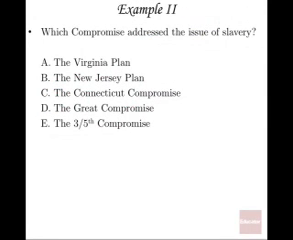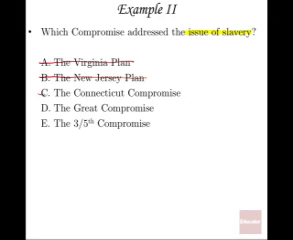Another question here: which compromise issue addressed the issue of slavery? Excuse me. The issue of slavery, again, the elephant in the room here. Was it the Virginia Plan? No, not the Virginia Plan. What did the Virginia Plan do? That was the large state plan that basically wanted to give representation based on population. Was it the New Jersey Plan? No. The New Jersey Plan was a small state plan where you had one state, one vote.